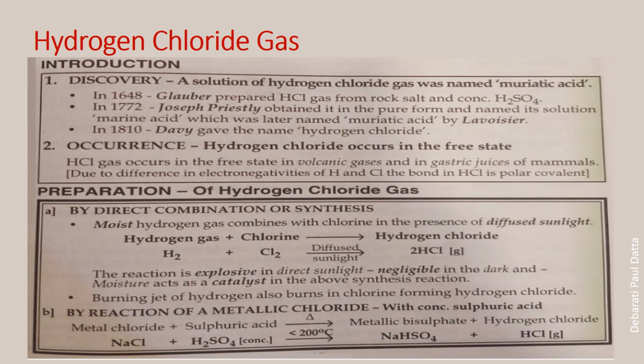See the next method. From metallic chloride, reaction of metallic chloride with concentrated sulfuric acid also gives hydrogen chloride gas. When metallic chloride reacts with sulfuric acid and the temperature is below 200 degrees centigrade, it produces metallic bisulfate and hydrogen chloride gas. When you are writing this type of equation, you must balance it. If you do not balance the equation, then you will not get any marks.